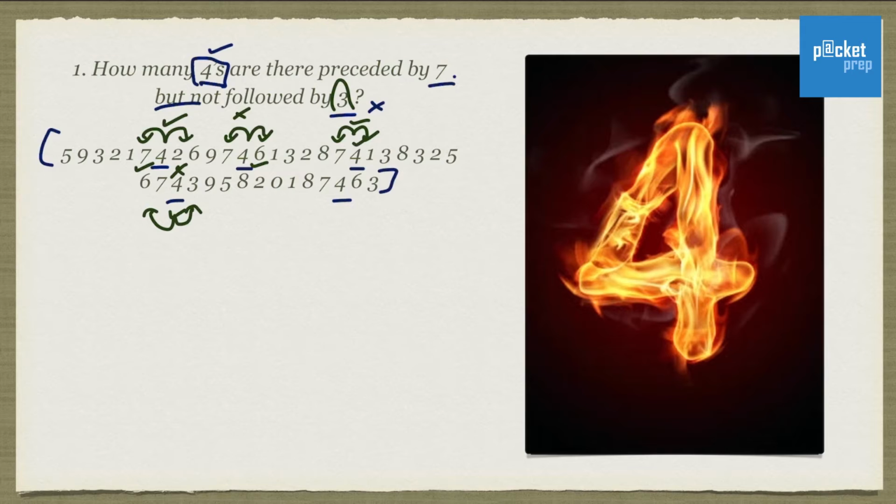And what about the last one? It is preceded by 7 and not followed by 3. So even this 4 is correct. So the number of 4s which are preceded by 7 but not followed by 3 are 4. Hope you had understood this.